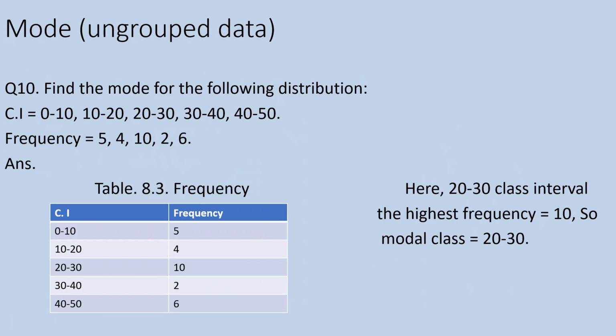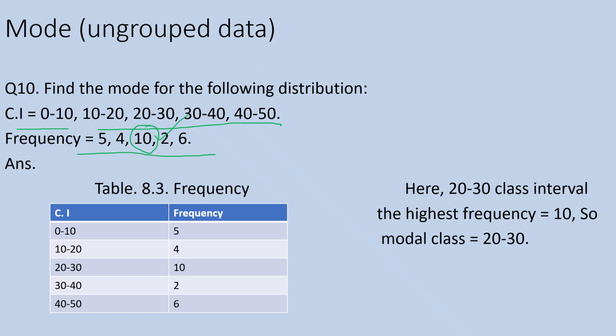Now question number 10 is, we will have to find the mode for the following distribution. Here, what is the mode? We find the class intervals first, which is 0 to 10, 10 to 20, 20 to 30, 30 to 40, 40 to 50, and the frequencies are 5, 4, 10, 2, and 6. So now we have already known that mode is what? The one class interval having the highest frequency.